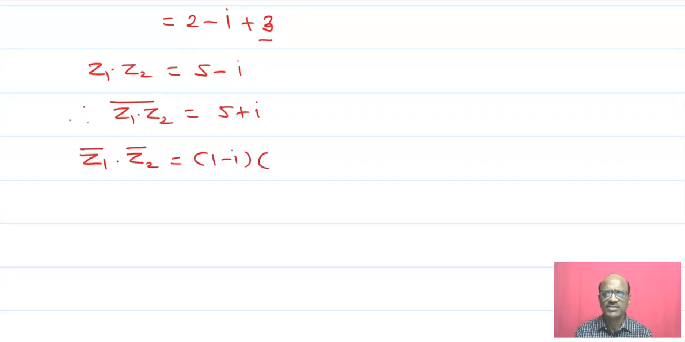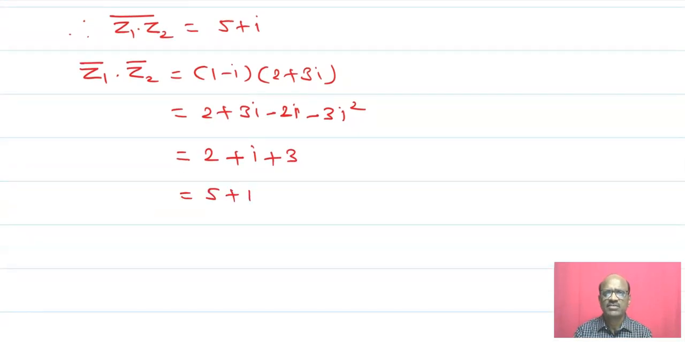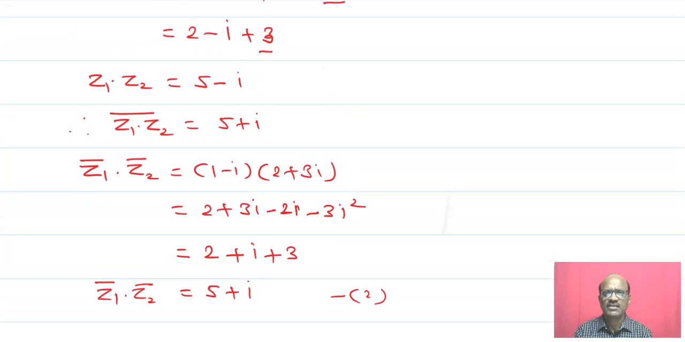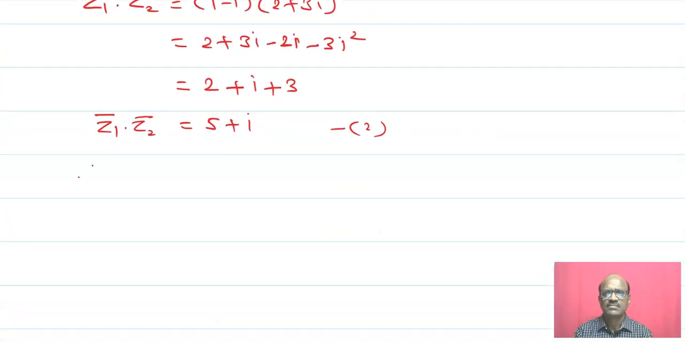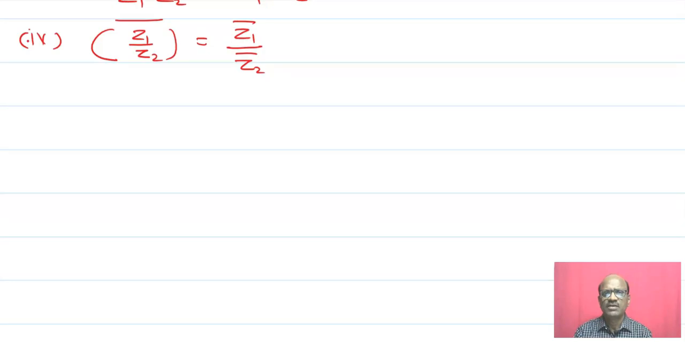Now find out the individuals, that is z1 bar dot z2 bar, and there again multiplication, both these terms are the same. That is simple multiplication: 2 plus 3i minus 2i minus 3i square, and that's why you are getting 2 plus i plus 3, that is z1 bar into z2 bar equals 5 plus i. Therefore, from 1 and 2, you are getting z1 dot z2 bar.